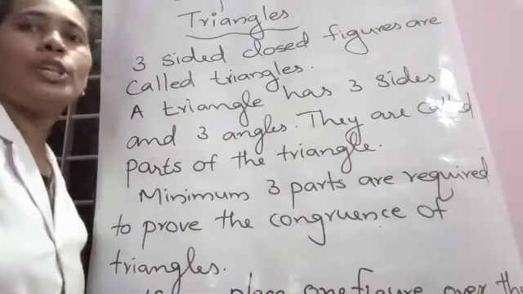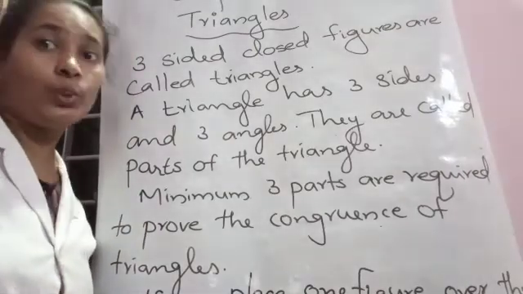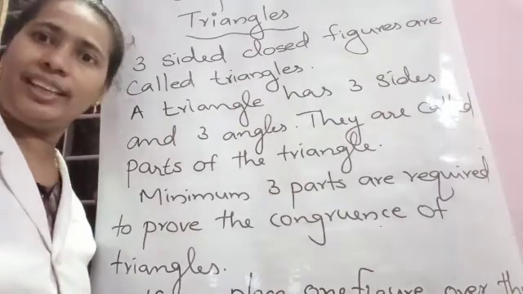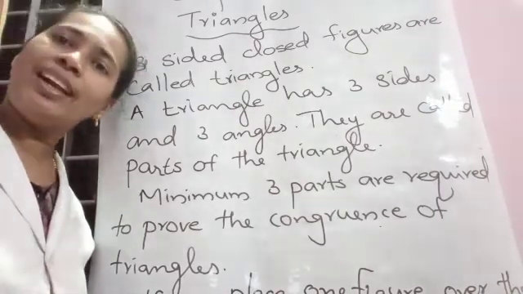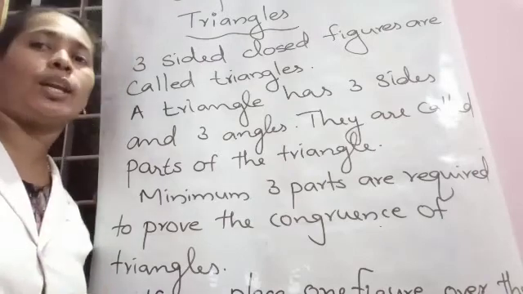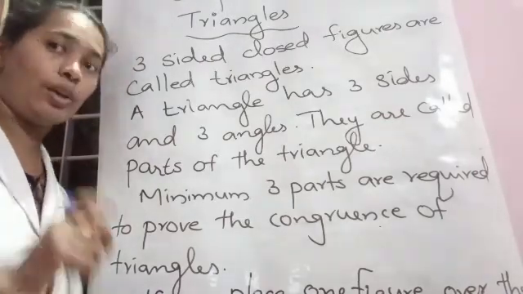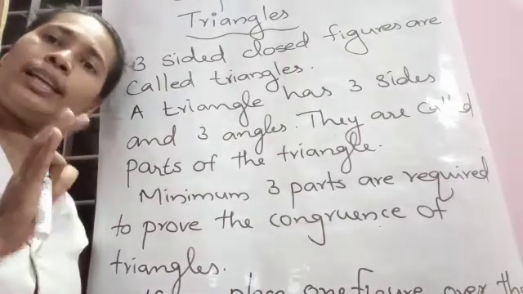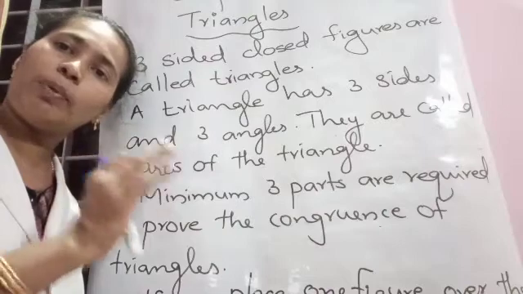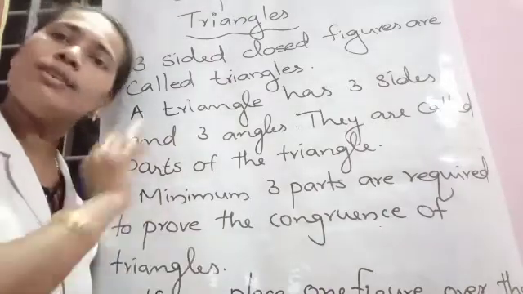Good morning all of you. Today we are going to start with our new chapter, chapter 7, triangles. Very easy, isn't it? What is a triangle? Three-sided closed figures are called triangles. So, a polygon with three sides, or a three-sided closed figure, or three-sided polygons are called triangles.